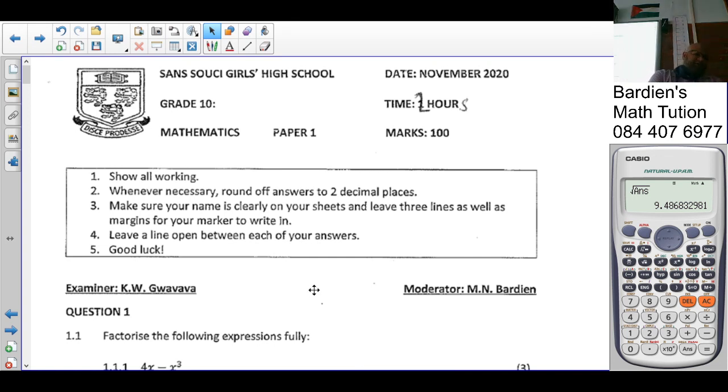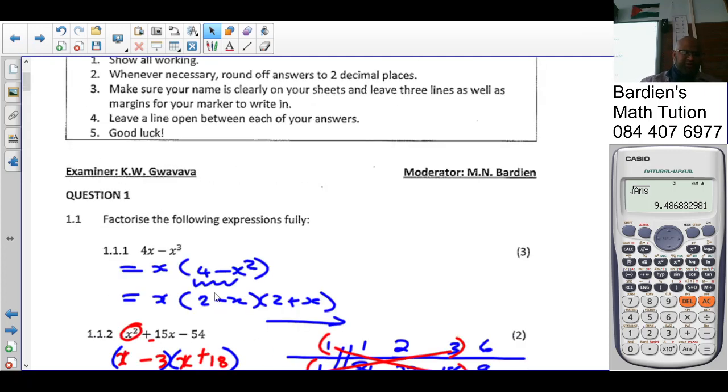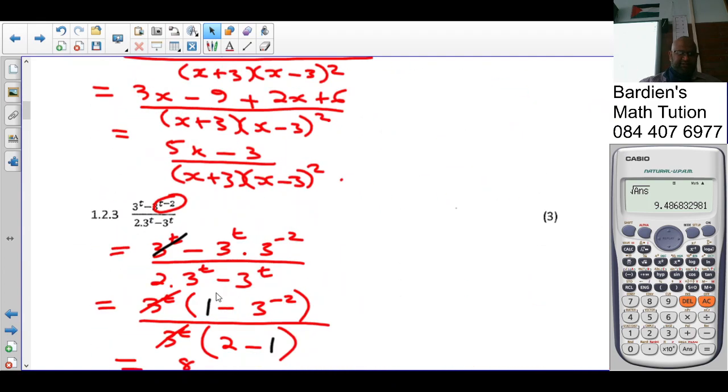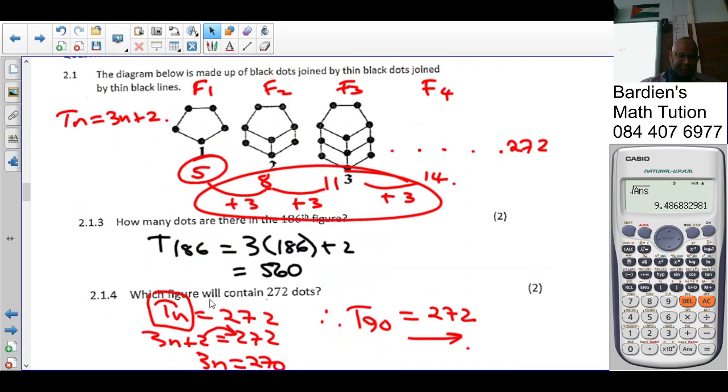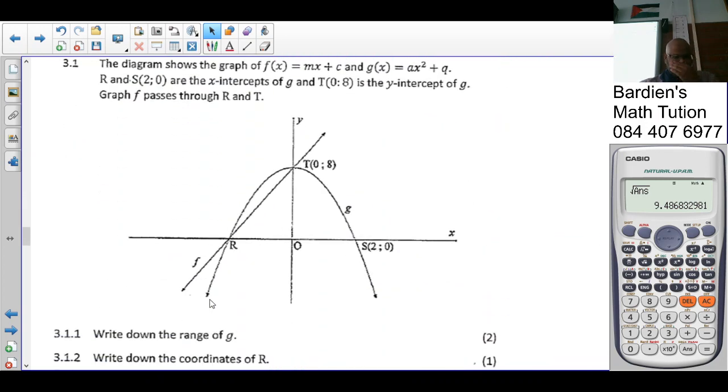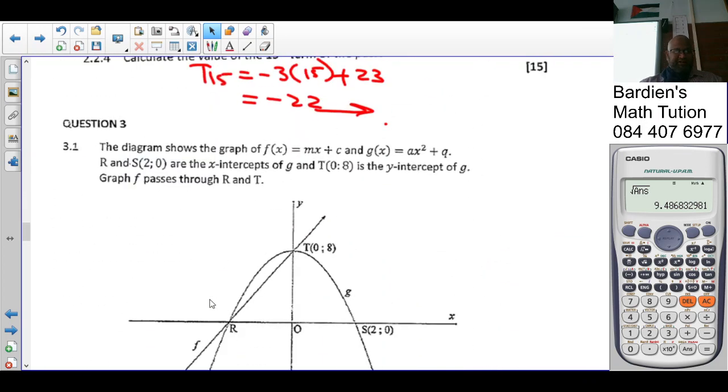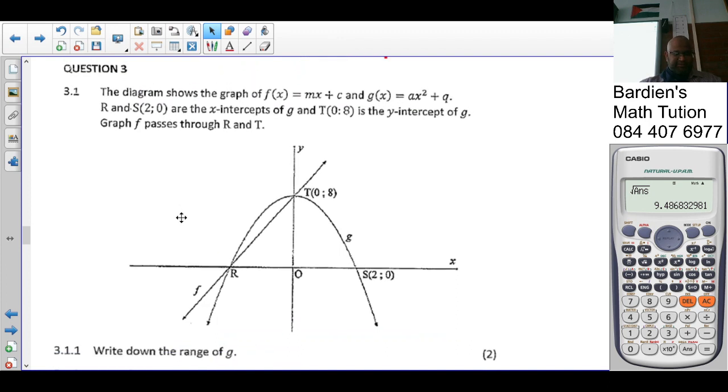Okay, good morning. So today we will be finishing paper 1 of the November 2020, last year's end of the year grade 10 paper. And we probably will be starting the second paper as well. At this point you guys have completed answering both questions, okay? So I think we had question 3 now, no? Yes.